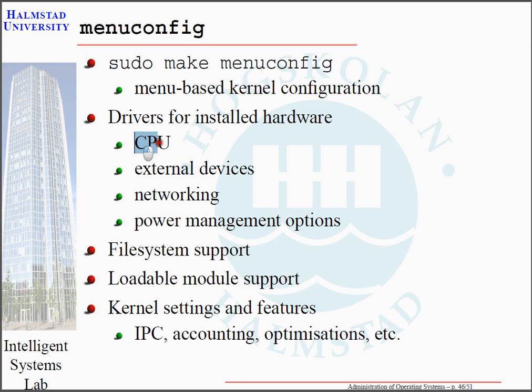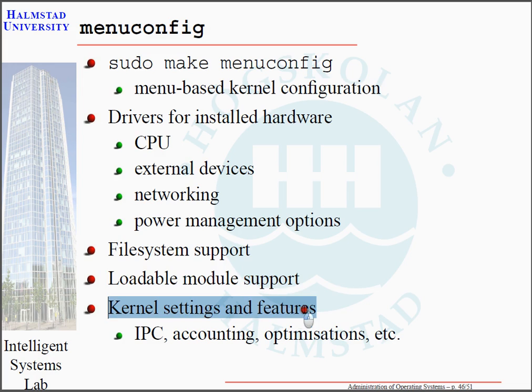If you know what your hardware is, maybe you don't need all the other drivers for other devices and so on. But you specify, for example, the CPU, and you decide which external devices you want to have enabled in the kernel. You specify networking options, different kinds of power management things, and so on. You specify which file systems should be supported by the kernel. You decide if you want to have loadable module support or not. You can just build a static kernel which contains everything that you need and disable the loadable module support altogether if you don't need it.